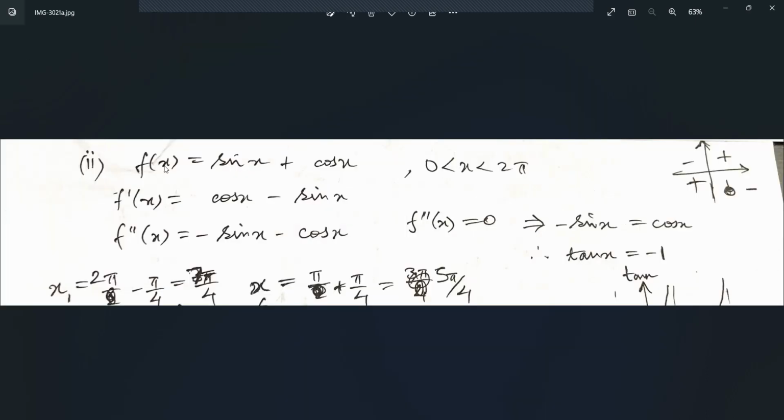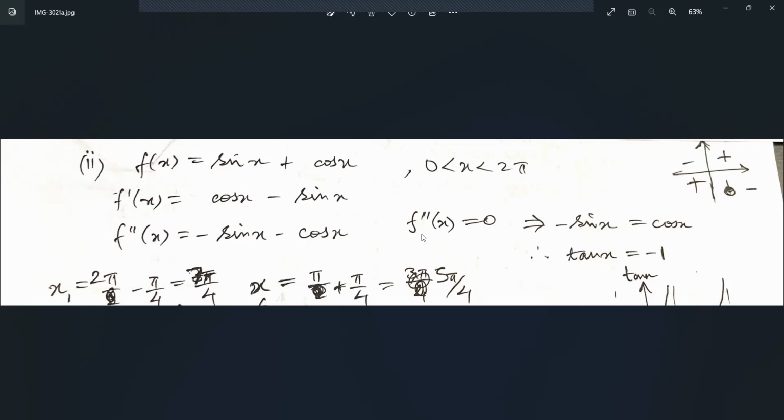So when we have this function, I'm going to differentiate it first. First differentiation: sin x differentiated is cos x, cos x differentiated is minus sin x, and the interval is between 0 to 2 pi. When you double differentiate f, cos x differentiated is minus sin x, and minus sin x differentiated is minus cos x.